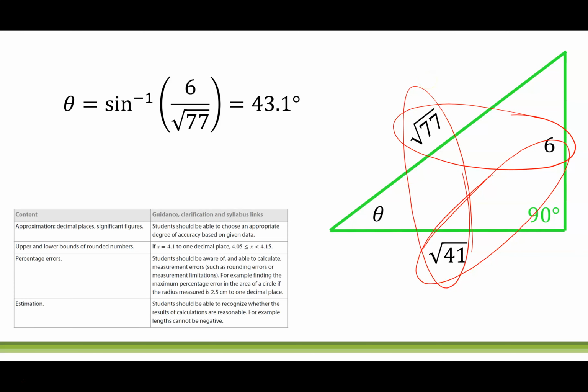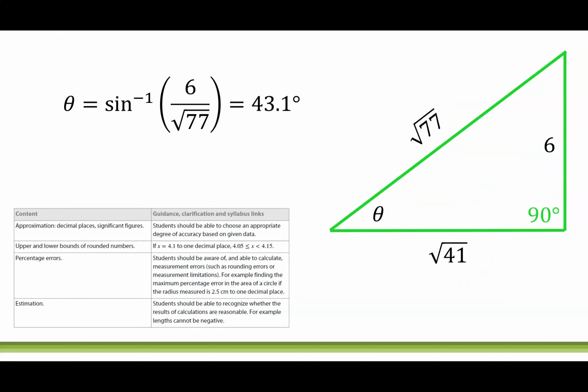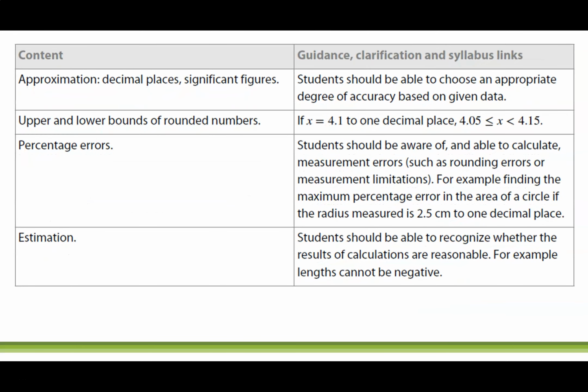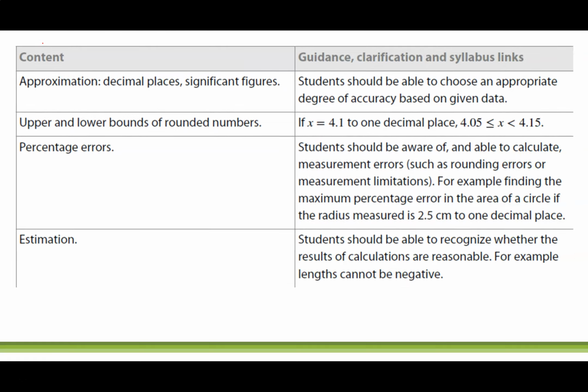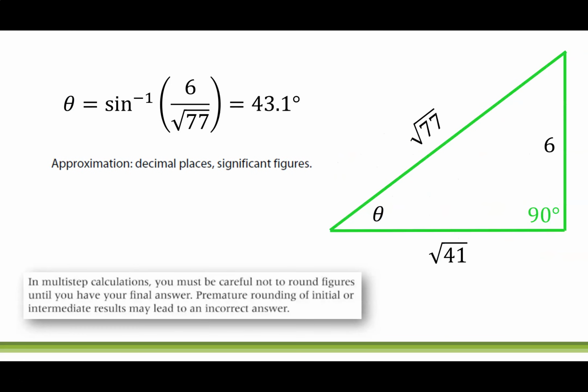Now, we're going to begin to take a look at some rounding off guidance. Here's the section that we need to know right about now: decimal place accuracy and significant figures. I've mentioned this a number of times. In multi-step calculations, you must be careful not to round figures until you have your final answer. Premature rounding leads to an incorrect answer.